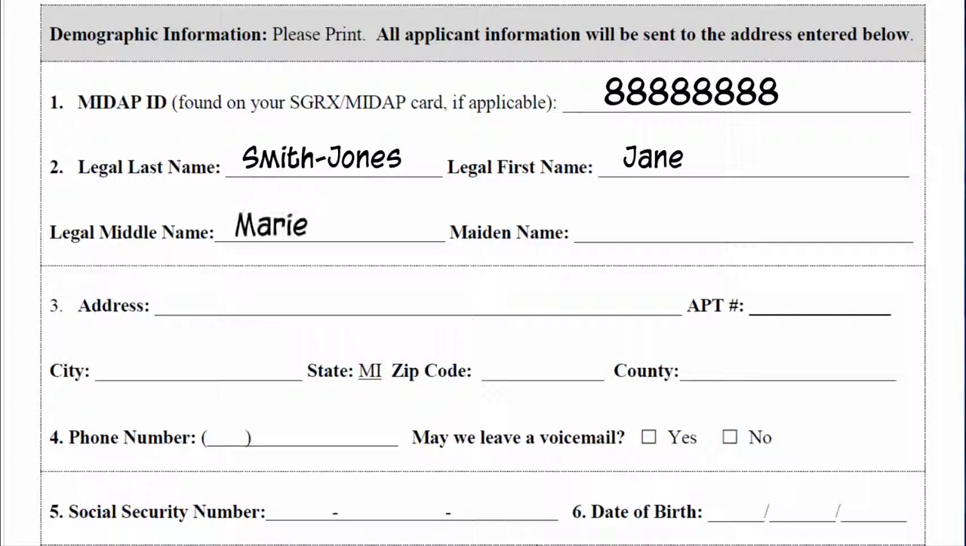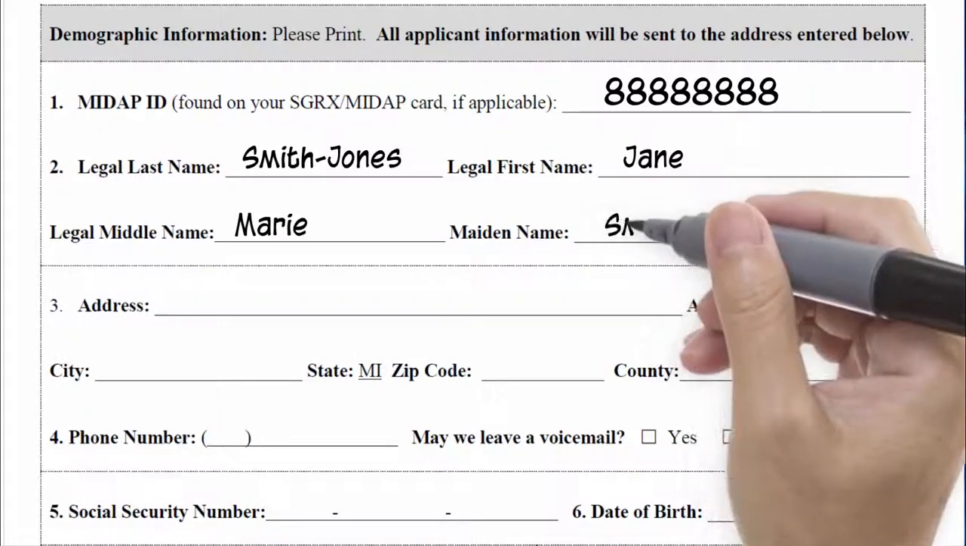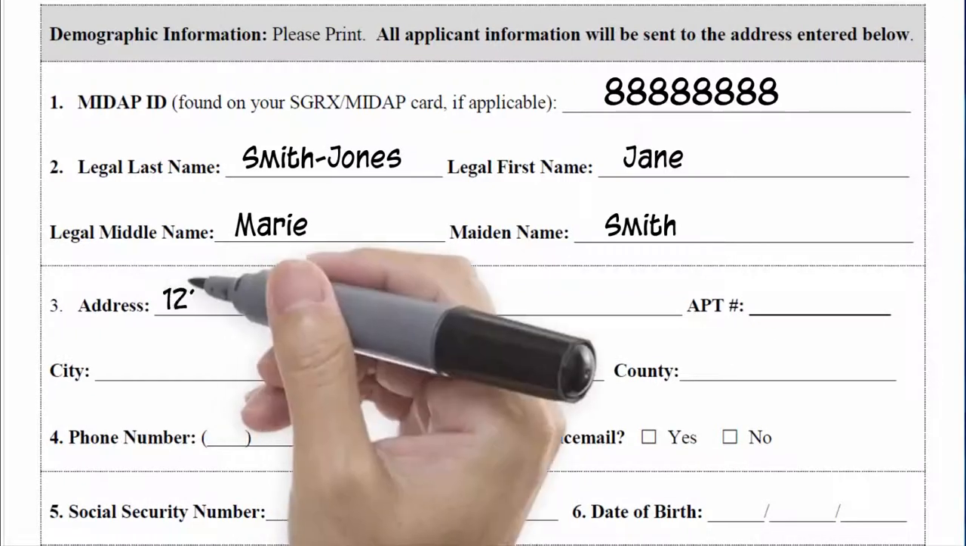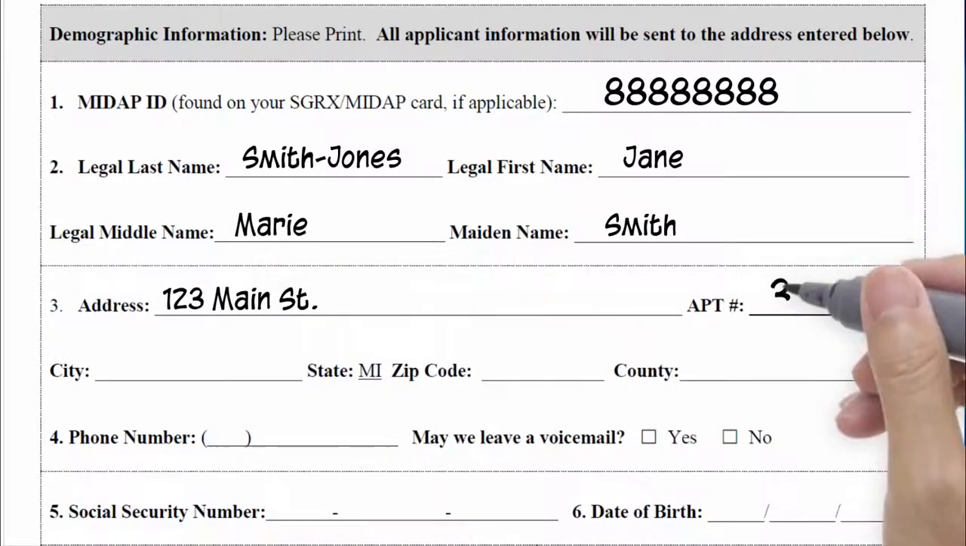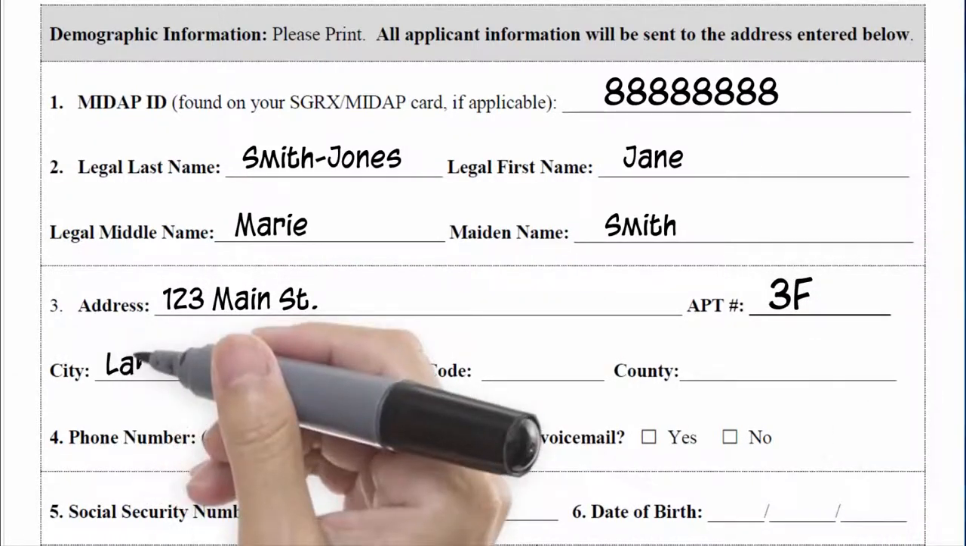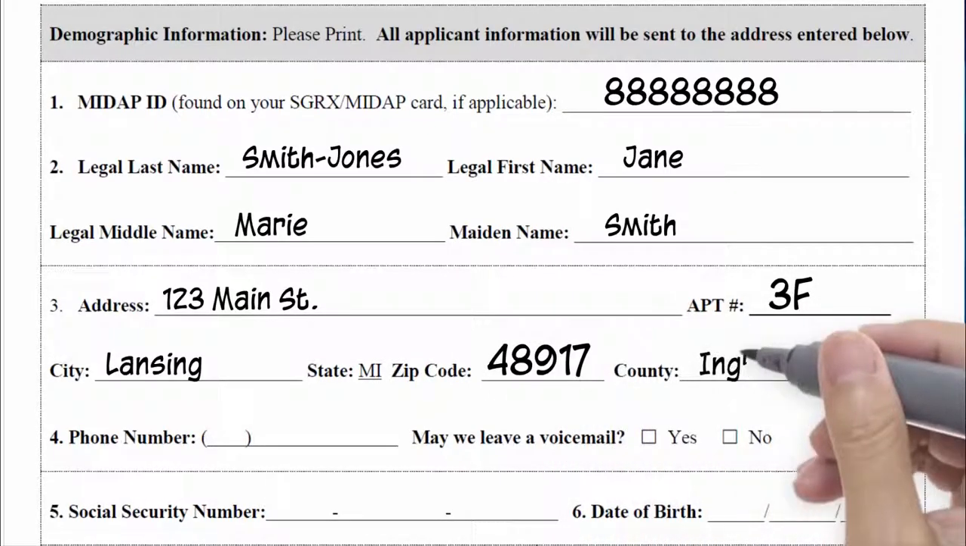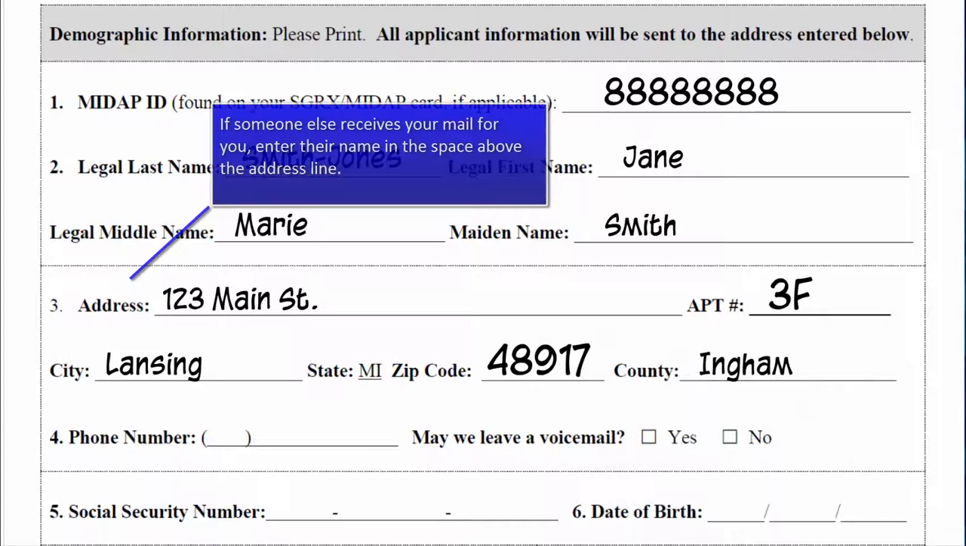The next blank is for a woman's maiden name and should only be filled out by a woman who has gotten married and changed her last name. Question 3 asks for your mailing address. Enter the address where you would like to receive mail from the Michigan Drug Assistance and Premium Assistance Program. If someone else receives your mail for you, put their name in the space above the address line.